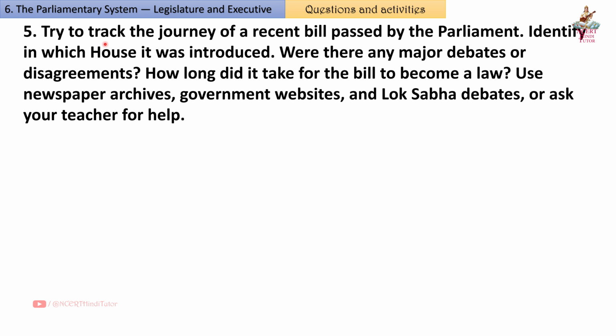Question 5. Try to track the journey of a recent bill passed by the Parliament. Identify in which house it was introduced. Were there any major debates or disagreements? How long did it take for the bill to become a law? Use newspaper archives, government websites, and Lok Sabha debates, or ask your teacher for help.